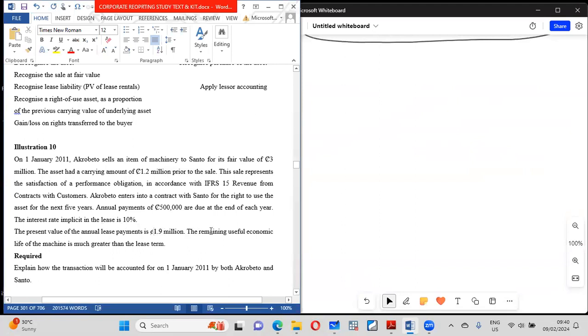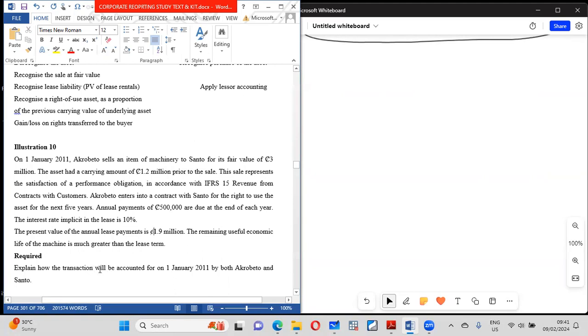Now, it says that the remaining useful economic life is much greater than the lease term. Okay, so that is that. If the remaining useful life is much greater than the lease term, what is going to happen? We will talk about that, because it makes us believe whether it's a finance lease or an operating lease.